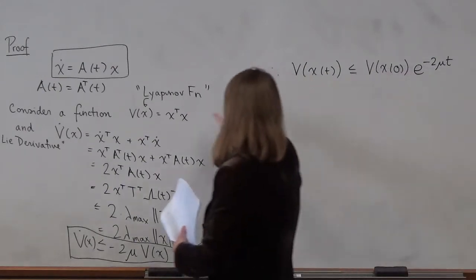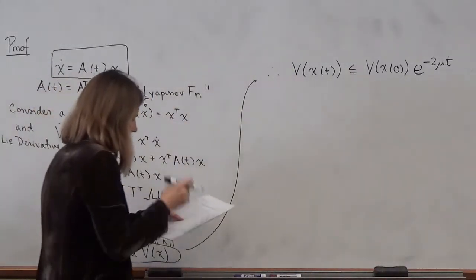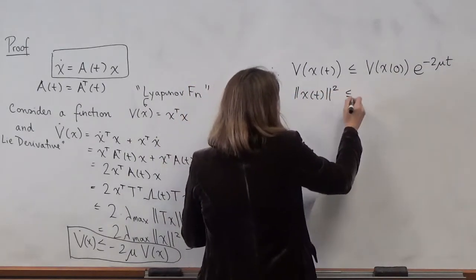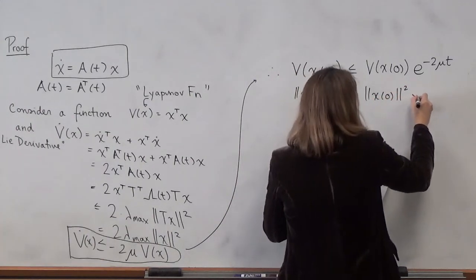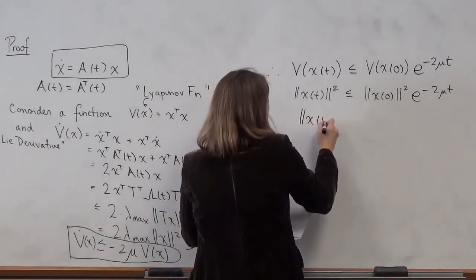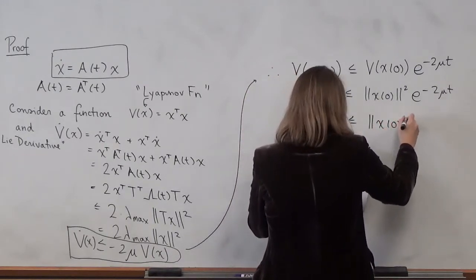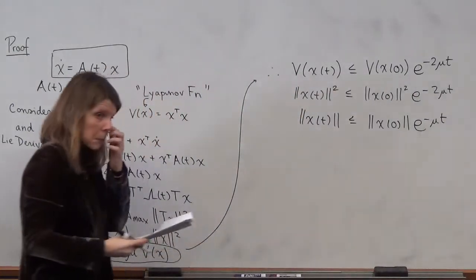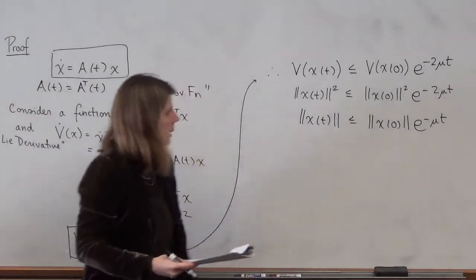All right, and now I go back and wherever I saw V's, I'm just going to substitute back x's. So that tells me that norm of x of t squared is less than or equal to norm of x of 0 squared, e to the minus 2 mu t. And now I get the result that I want. Taking the square root of both sides, norm x of t is less than or equal to norm x0, e to the minus mu t. And there's my exponential bound. So it's bounded by a decaying exponential.